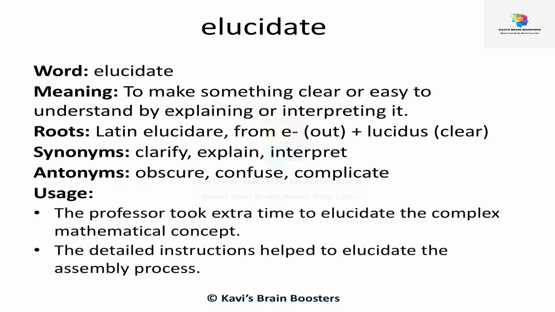Word: elucidate. Spelling: elucidate. Meaning: to make something clear or easy to understand by explaining or interpreting it. Synonyms: clarify, explain, interpret. Antonyms: obscure, confuse, complicate. Usage: the professor took extra time to elucidate the complex mathematical concept. The detailed instructions helped to elucidate the assembly process.